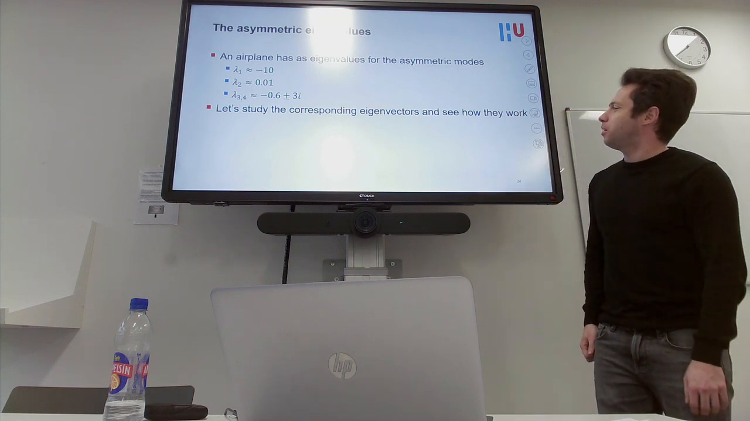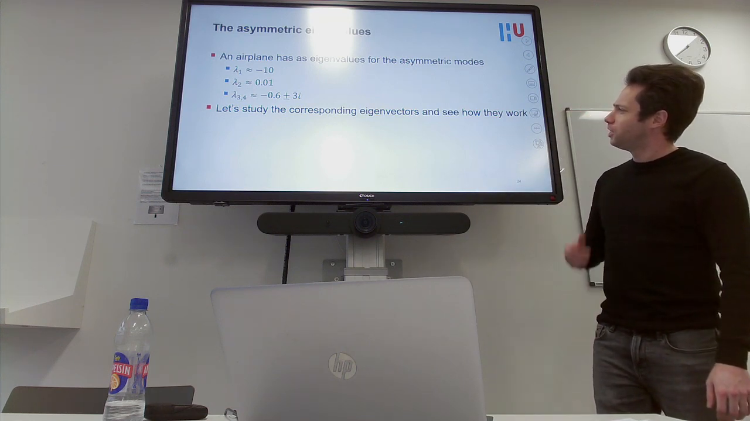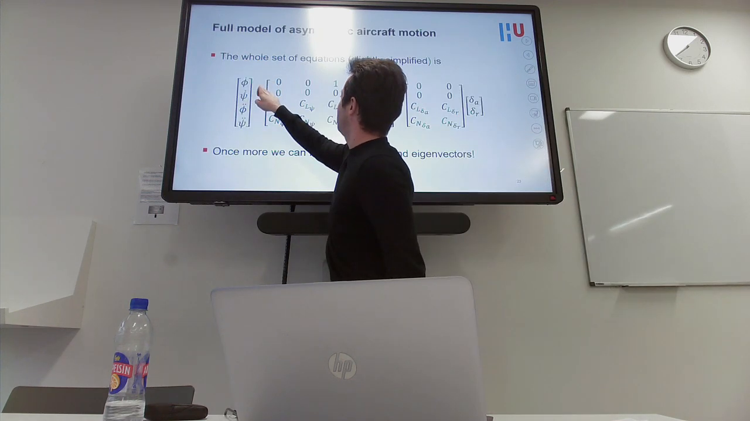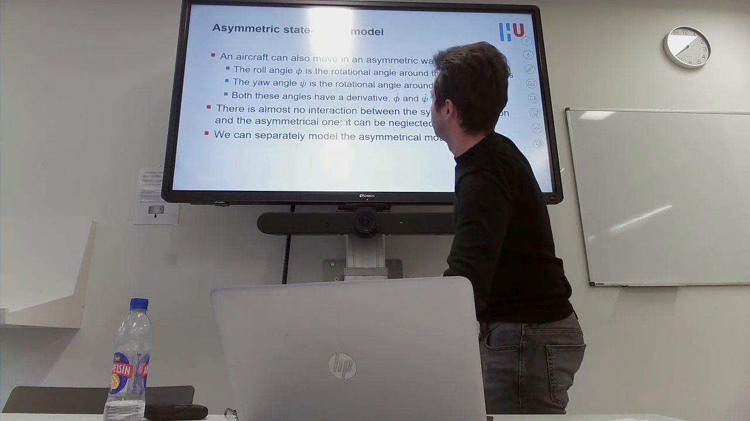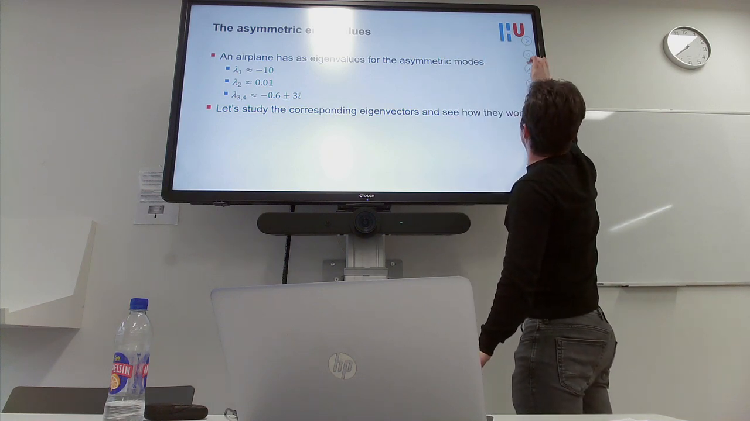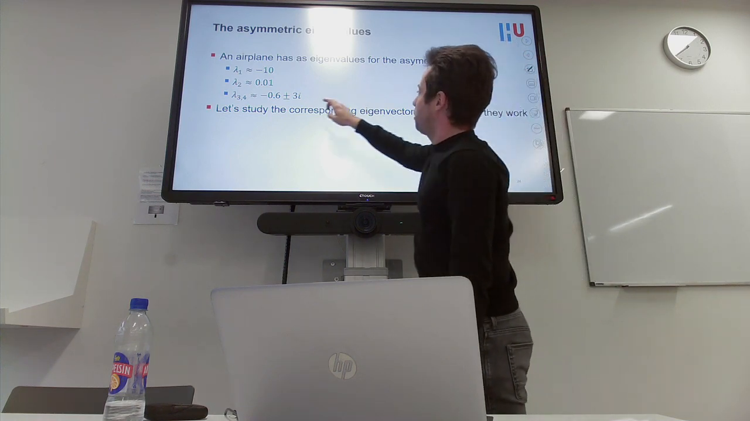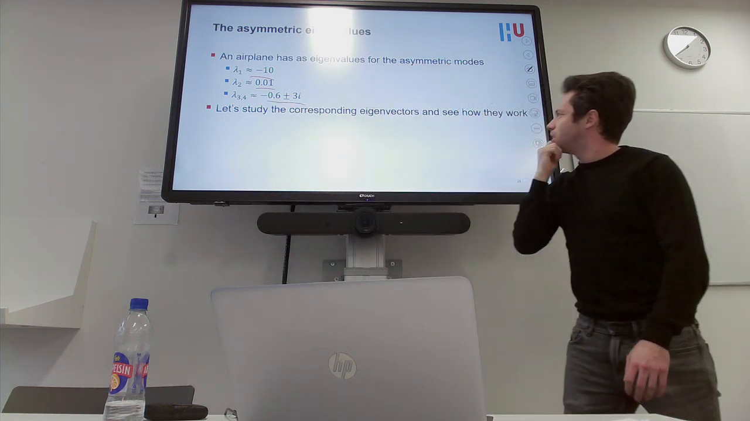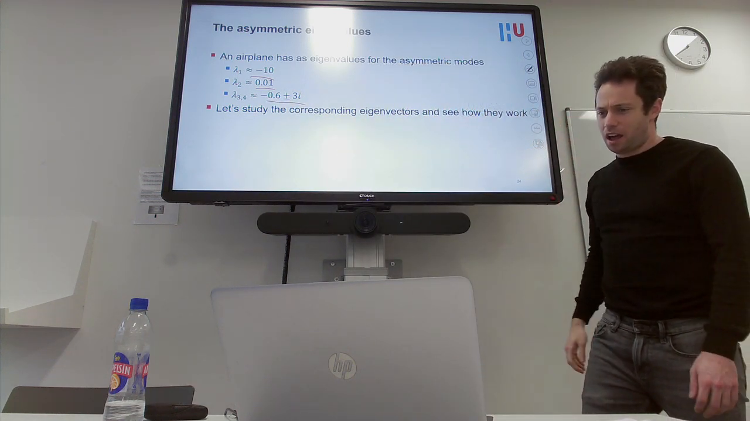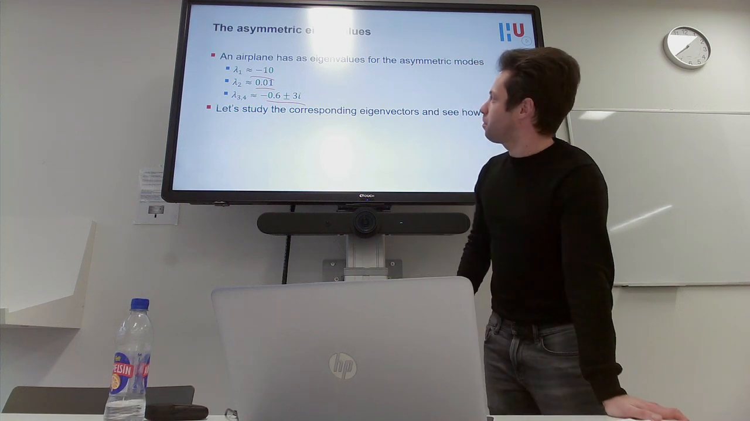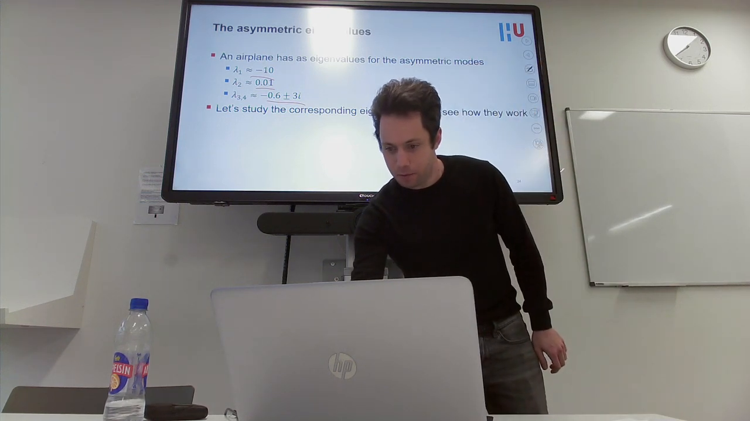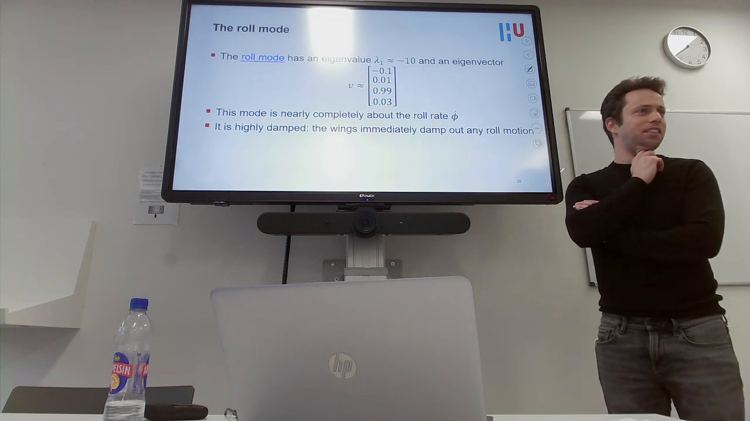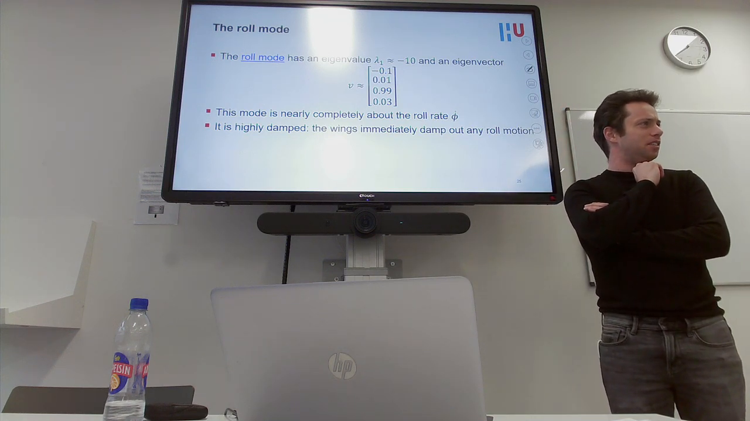This time, sometimes they come in pairs, sometimes they don't. This time, we have minus 10, 0.01, and then a complex pair. So let's see what kind of motions they have. The first one, minus 10, is the so-called roll mode. What kind of mode is it? Is it highly damped? Is it stable, unstable?